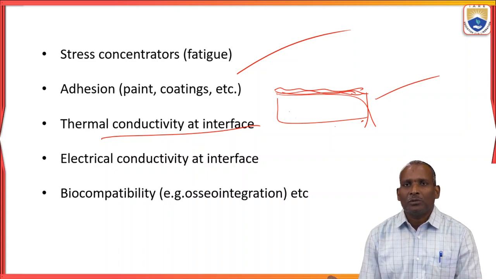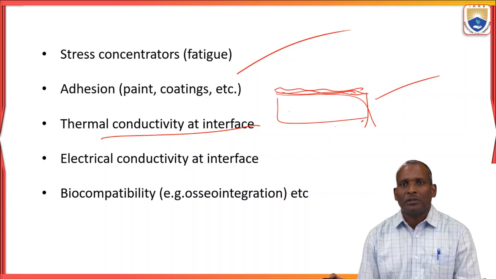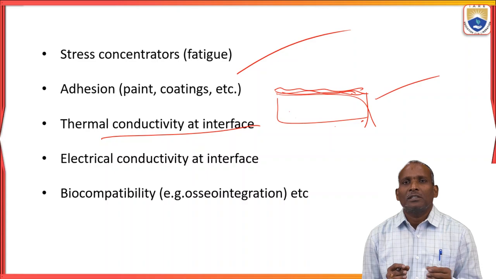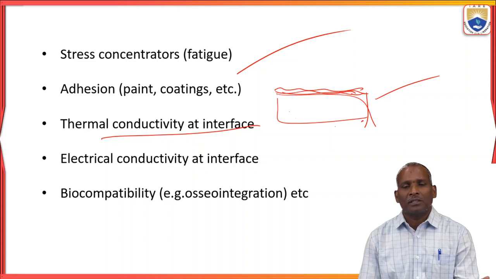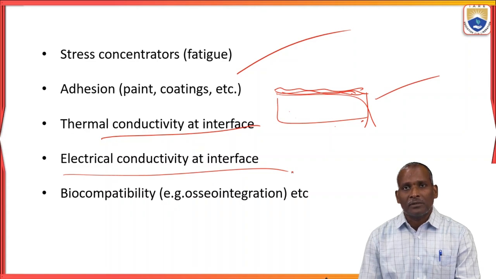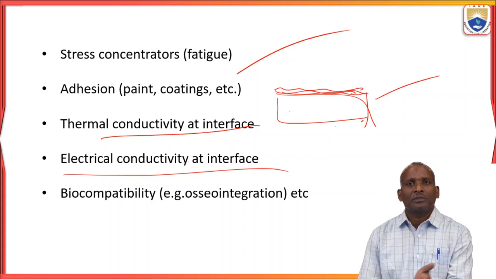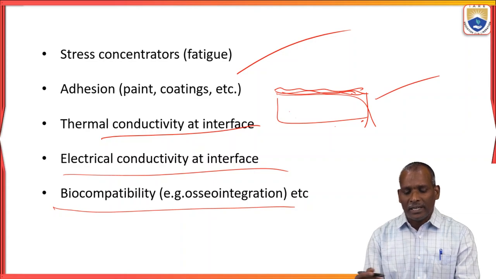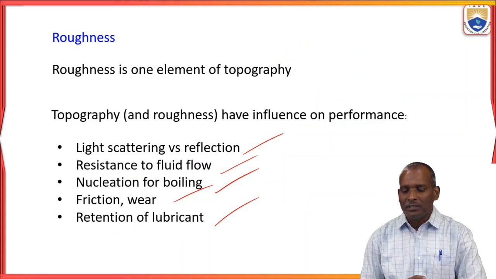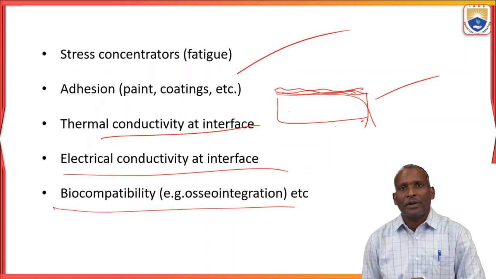So whenever you are designing a component, or using components for an application where relative motion is possible, you must know all these properties: thermal, mechanical and chemical properties. Clear? All these properties play a main role in engineering tribology. Similarly, electrical conductivity and interface: the surface topography depends on the electrical conductivity, and then biocompatibility. Clear? Biocompatibility, electrical conductivity and interface, and stress concentration all influence the performance of the component.